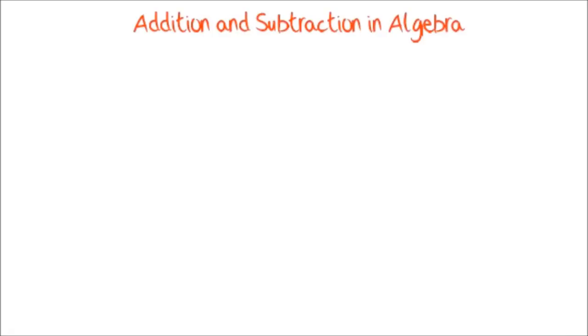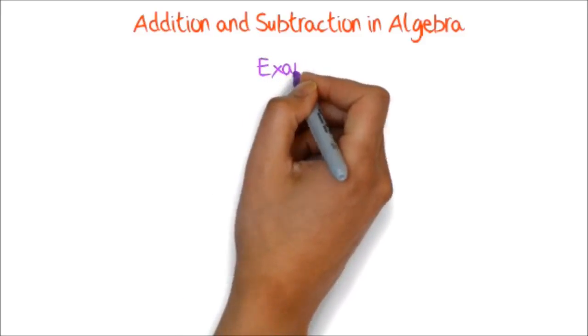ultimatealgebra.com. Addition and subtraction in algebra. We can only add things if the letters and their exponents following them are exactly the same.